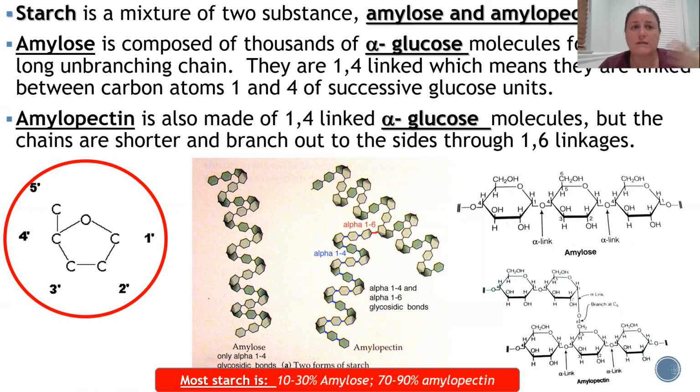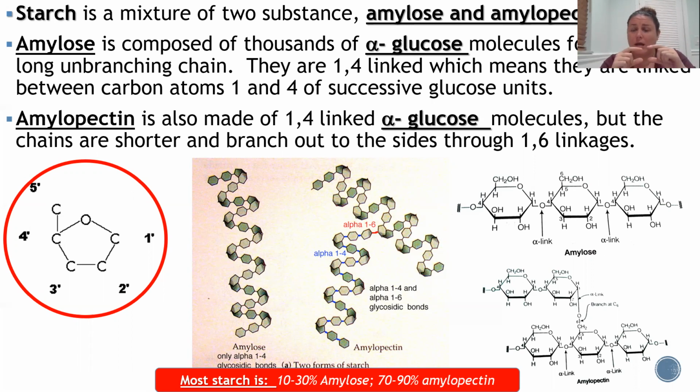We really want to focus on that. Starch is made out of amylose and amylopectin, and they're made out of alpha glucose molecules. Now, amylose is a straight chain. It's just glucose bonded to glucose, bonded to glucose, bonded to glucose, and it can kind of coil up a little bit, like what you're seeing in this picture here.